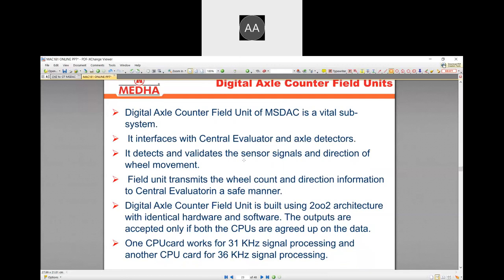In this digital axial counter, as the sensors bit will be collected, so basically 2 types of sensors we are using for 181, that is MSC 181. The 2 types of sensors are working on 31 kilohertz and 36 kilohertz. So as per the type of sensor, this particular DSFE unit will have CPU card to collect the information from each sensor. For 31 kilohertz, one CPU card will be there, and for 36 kilohertz, one CPU card will be there.